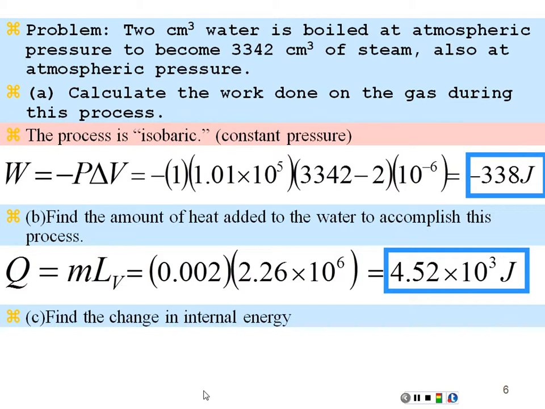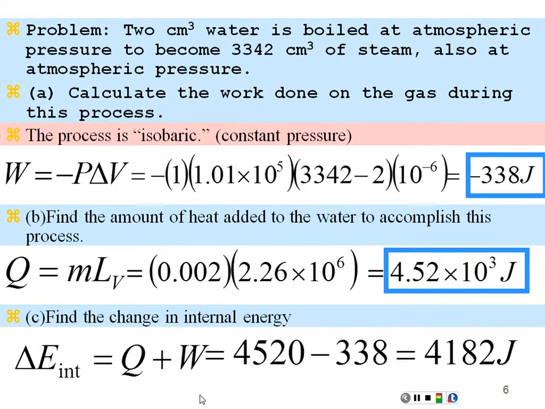Hence, our change in internal energy by the first law of thermodynamics is equal to the Q added to the system plus the work done on the system. 4,520 joules plus a negative 338 joules is 4,182 joules. And that will be our change in internal energy of this system.